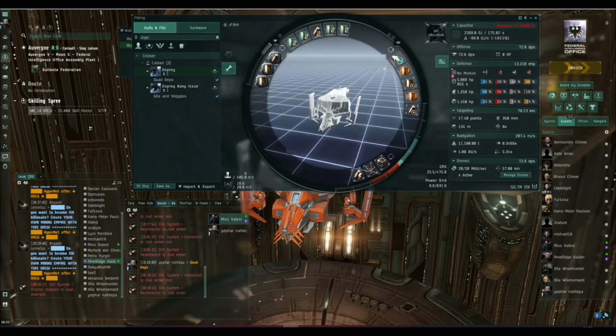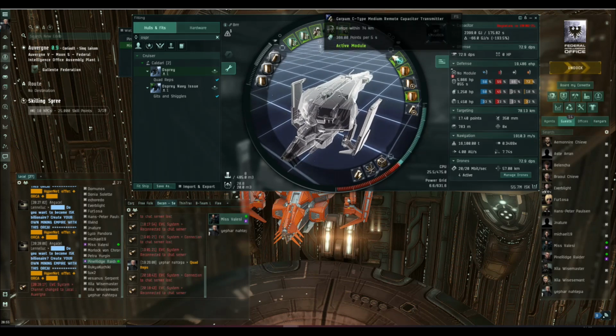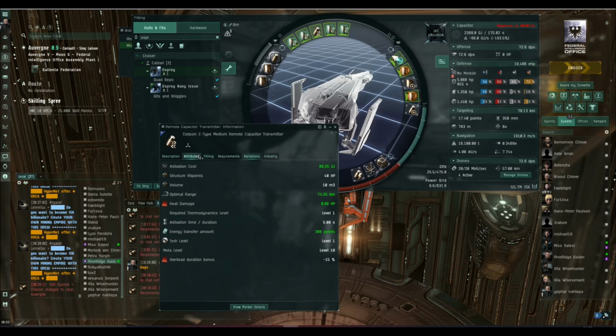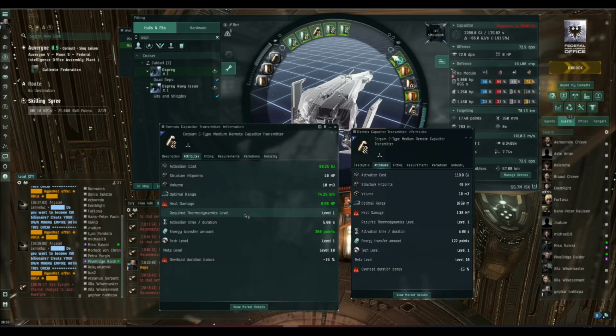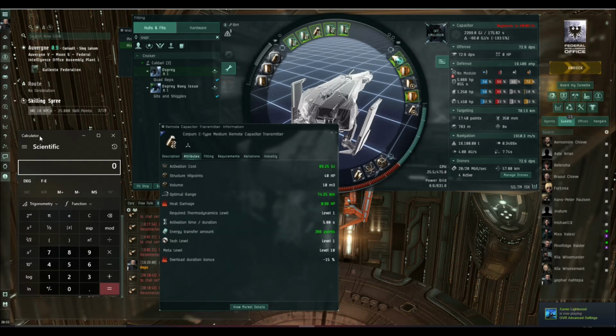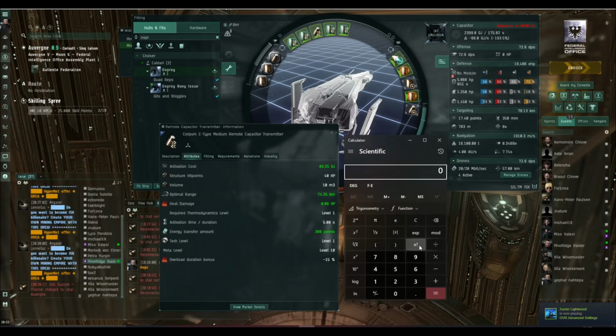Now for the magic. Right, the capacitor transmitter, let's look at its stats, and this is obviously the stats as fitted on our ship. And next to them on the right there are the raw stats for the module, just so you can see how much the Osprey is boosting them. So the activation cost is down by about 30, from 119 per cycle to 89. The range is up from under 7 km to nearly 75, which is amazing. The activation time is still 5 seconds, but the amount of energy transferred is up to 366 from a base 122.